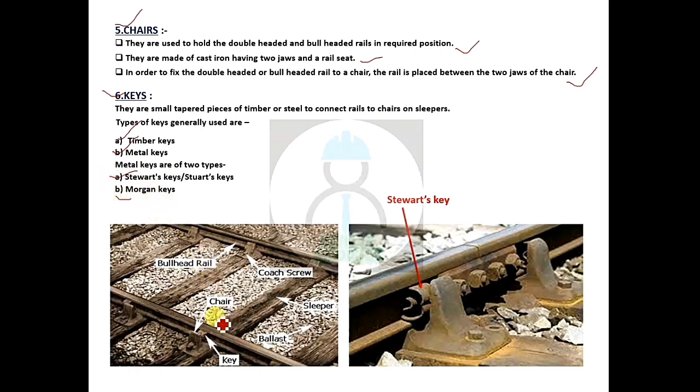See the diagram. This is our wooden sleeper. In the wooden sleeper, this is rail. Rail is fixed in the chair by the key. Now see the large view. This is rail and this is chair. The rail is fixed on the chair by the key. This is Stewart key. It looks like English letter E.